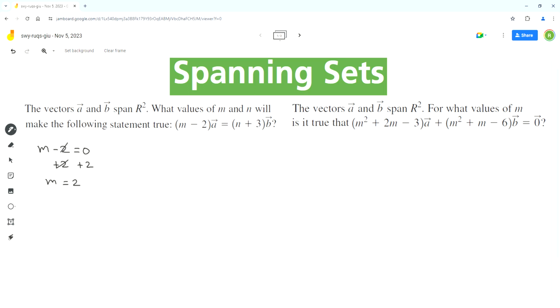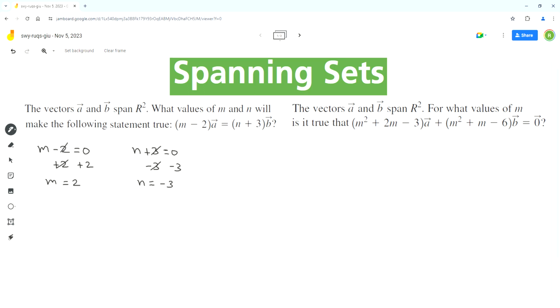Now we should analyze the right side. On the right side we have N plus 3 times vector B. Now vector B is not equal to 0. So we have to find the N value that will make the right side equal to 0. We'll set the expression equal to 0 and solve for N. So we should subtract 3 from both sides. The 3's on the left side get cancelled out. So we get N equals negative 3.